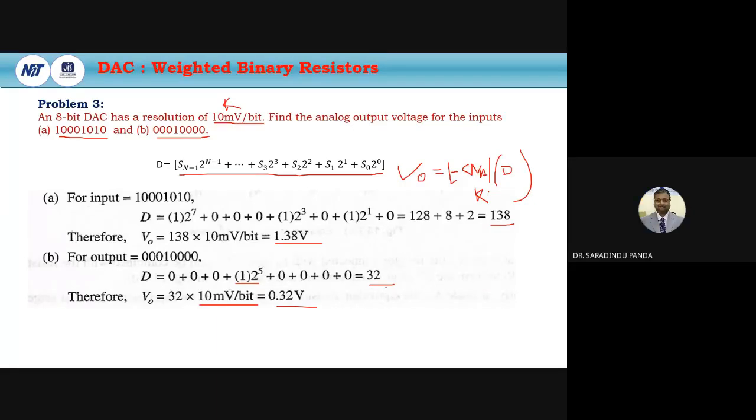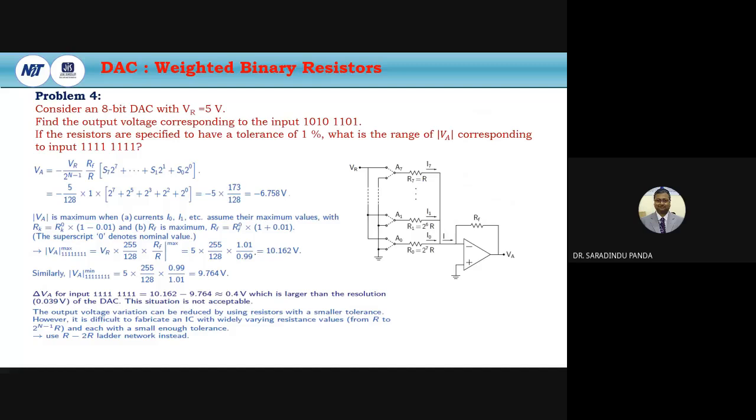Yes, sir. Very good. So now come to another type of problem. I tried to explain different types of problems which are in the GATE. Consider an 8-bit DAC with VR equal to 5 volt. Find the output voltage corresponding to the input.